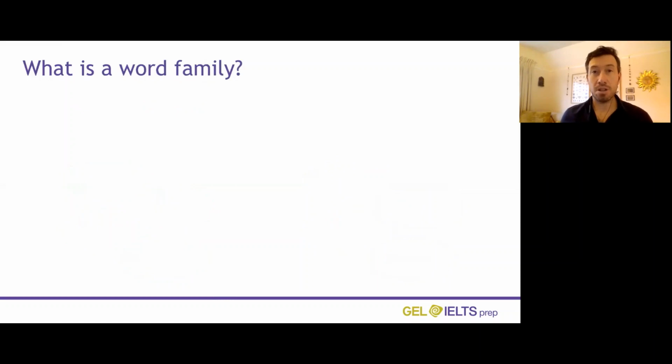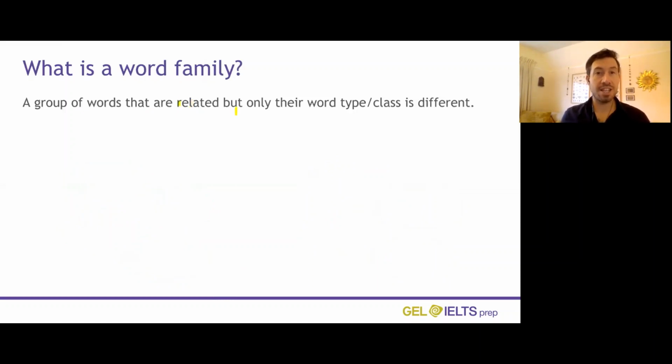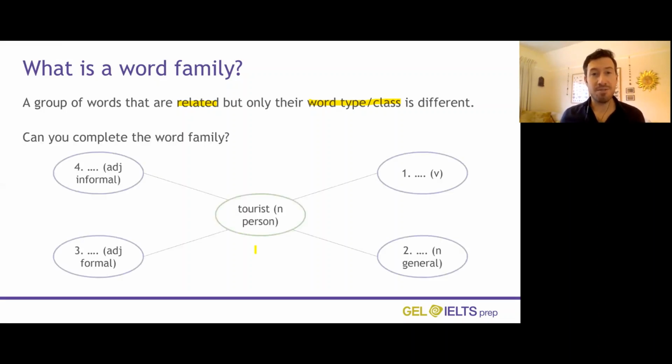Now let's look at what a word family is. A word family is a group of words that are related, but only their word type or class is different. What I mean by word type or class is if it's a verb or a noun or an adjective. Well, let's have a bit of practice. So here is a word family for the word tourist. What I'd like you to do is try to complete it with the missing words. If you look at the question below the video and try to answer that.